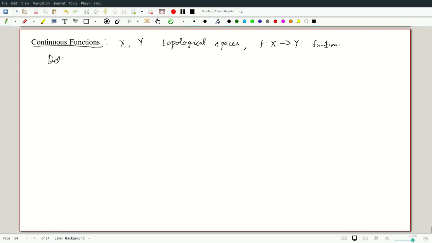So given this data, the definition is: f is continuous if for all V in Y open, f inverse of V, which is in X, is open. Okay, now you can see why we made that much of a fuss about inverse images, because the definition of continuity is based on this. Inverse image of a union of sets will be the union of inverse images of sets, etc. We'll be using these a lot.